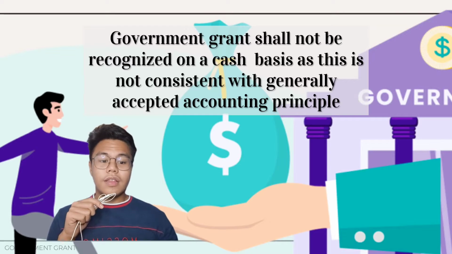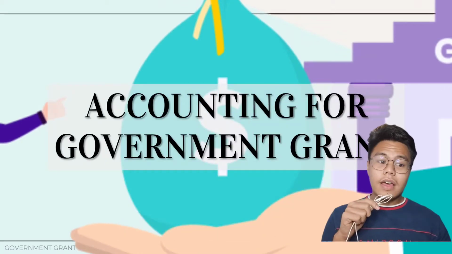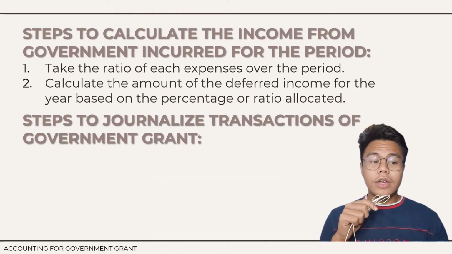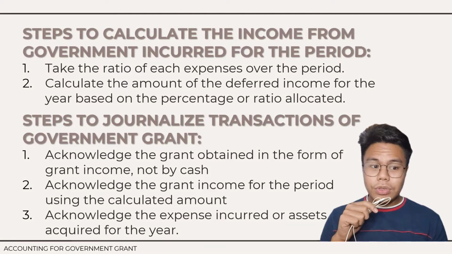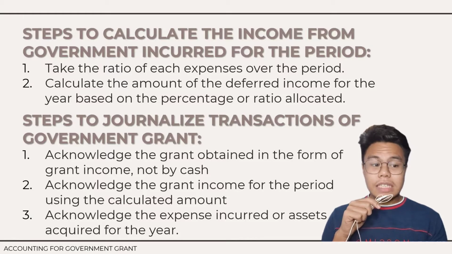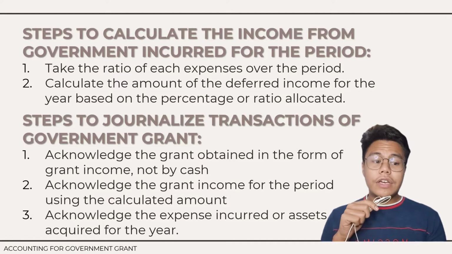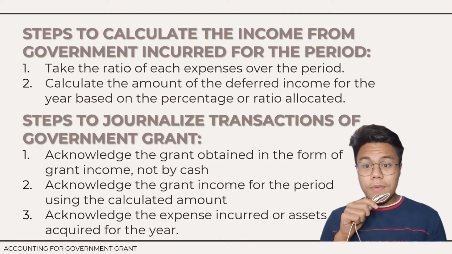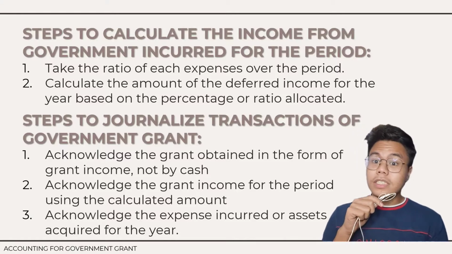So here is the following accounting for government grant. As I've stated, I have formulated some steps here that are useful to help us calculate the income, to use the income approach. First, these are the steps to calculate the income from government grant incurred for the period. First, we take the ratio of each expense over the period. Expenses may include environmental expenses or any safety measures towards the environment as well as the people.